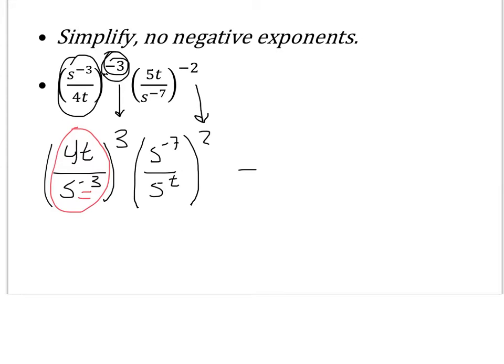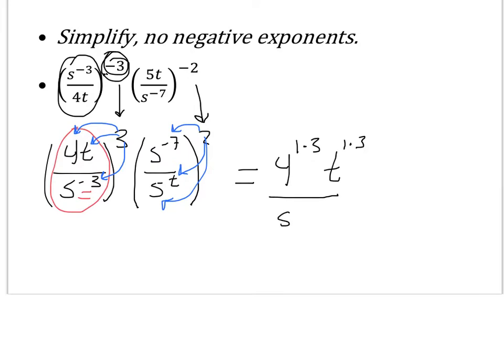Now the next step is I am going to go ahead and distribute the exponent to all the terms inside. And it's distributed as a power. So the powers for each term are going to be multiplied by that 2 and that 3. Okay? So that means we have a 4 to the first times 3 and a t to the first times 3 all over an s to the negative third times 3.